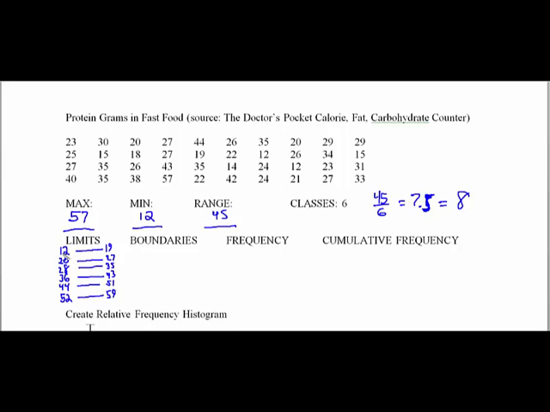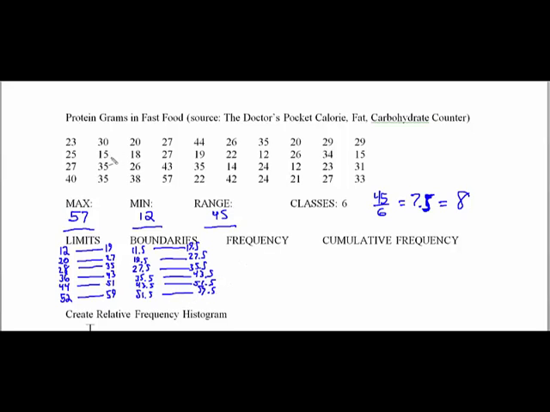In terms of boundaries, we would go up a decimal and down a decimal from these two numbers, so this would be 11.5 all the way to 19.5, 19.5 all the way to 27.5, 27.5 all the way to 35.5, 35.5 all the way to 43.5, 43.5 all the way to 51.5, and then 51.5 all the way to 59.5.